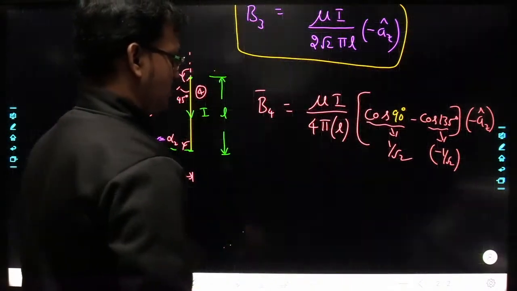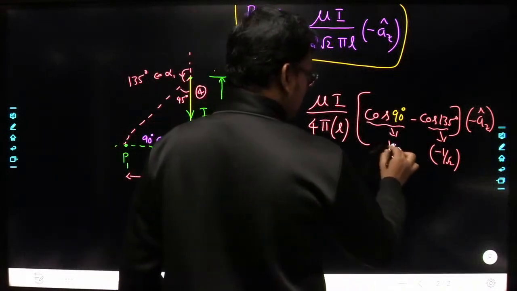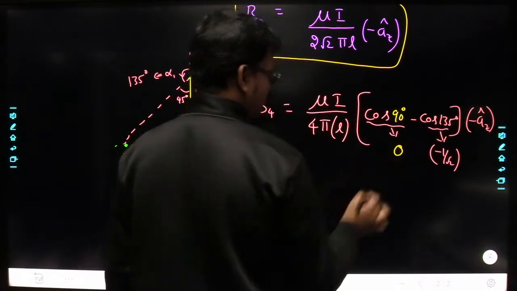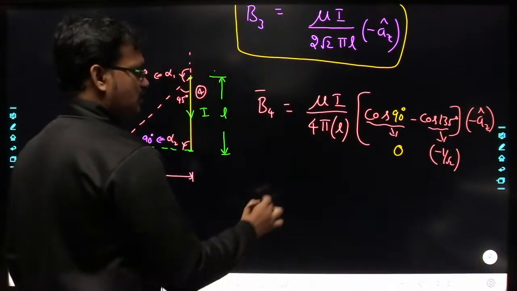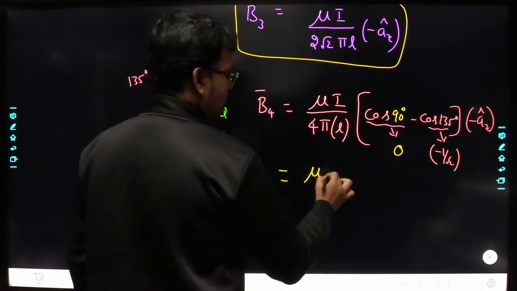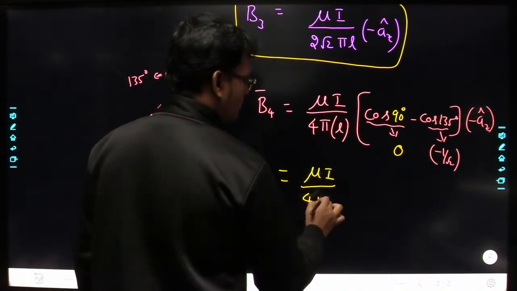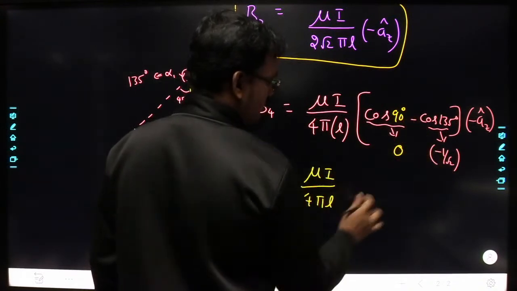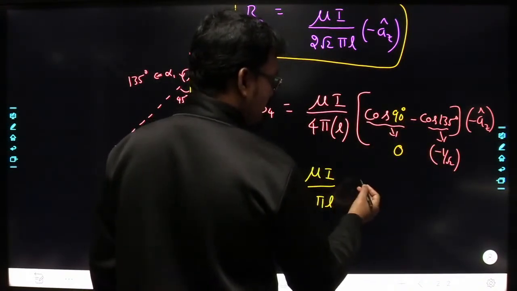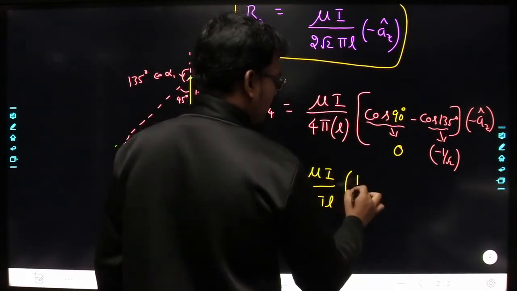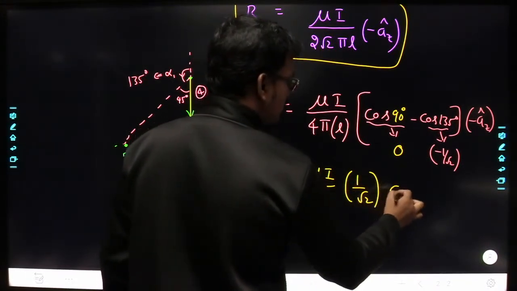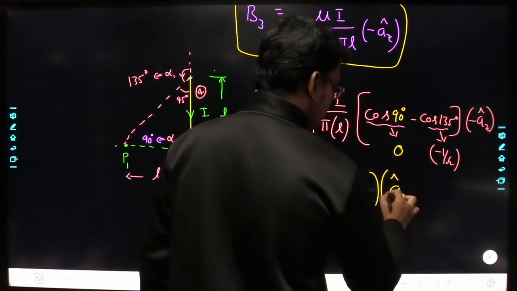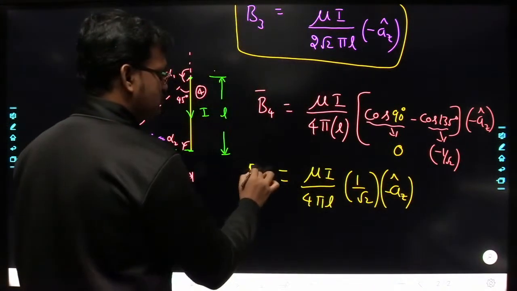So that means cos 90 will go to what? Will go to 0, right? So this is equal to what? This is equal to mu I by 4 pi L. Here minus is present, here minus 1 by root 2, so minus of minus will become plus. So you are going to get 1 by root 2, 1 by root 2 A_Z cap, 1 by root 2 minus A_Z cap here. So this is B4.